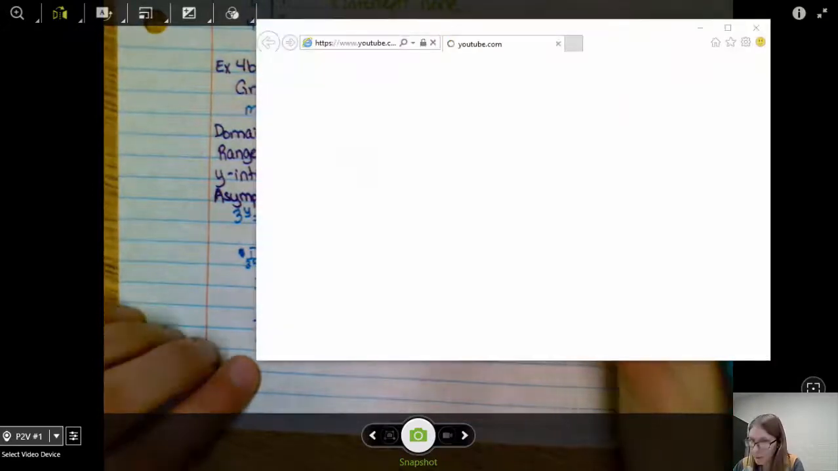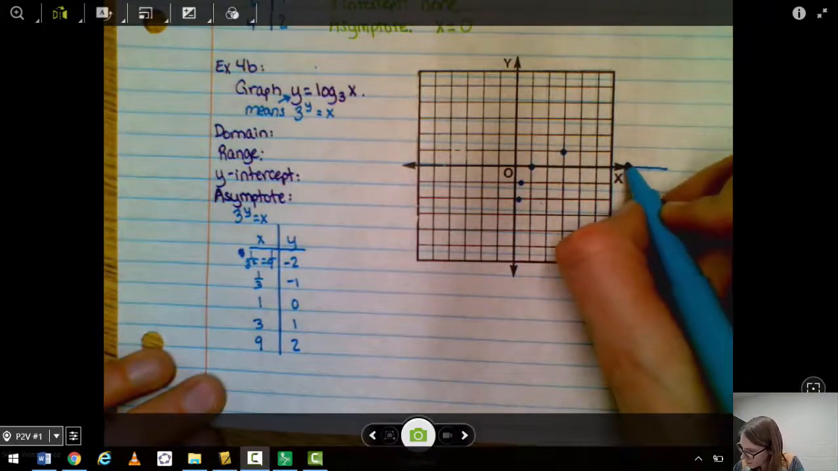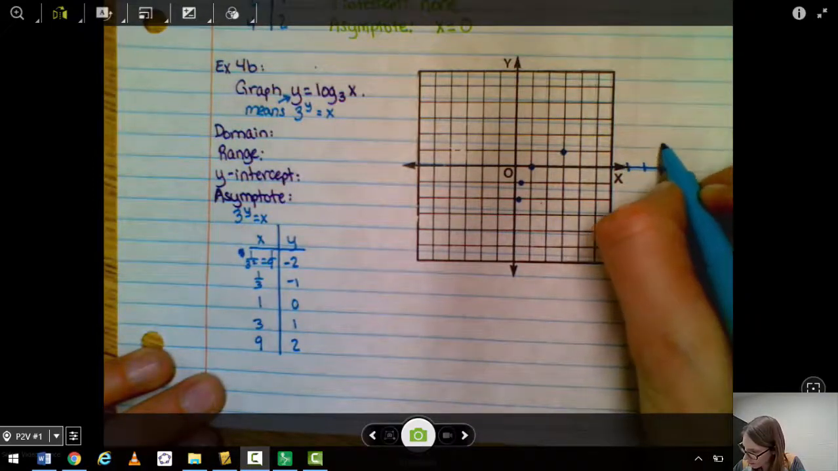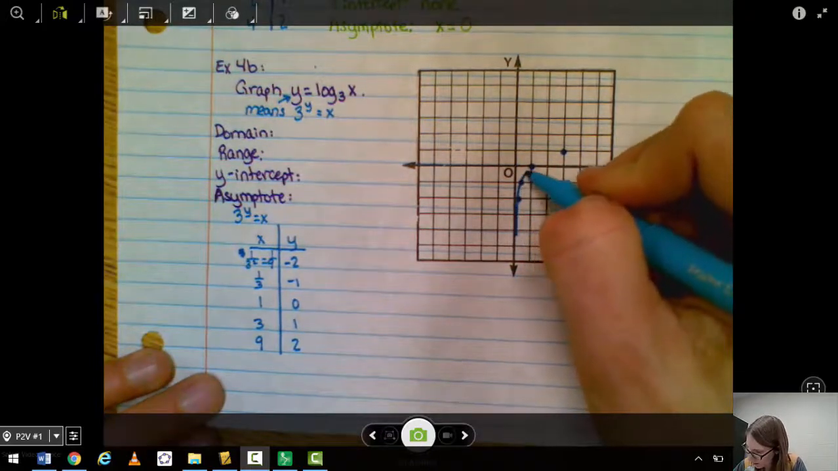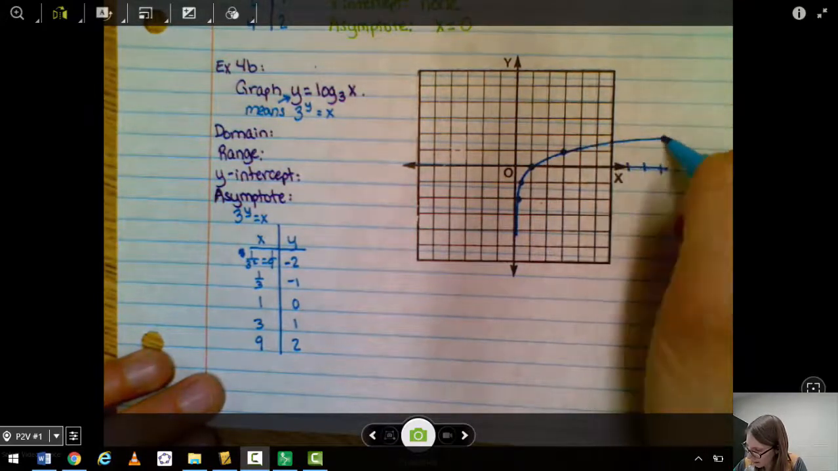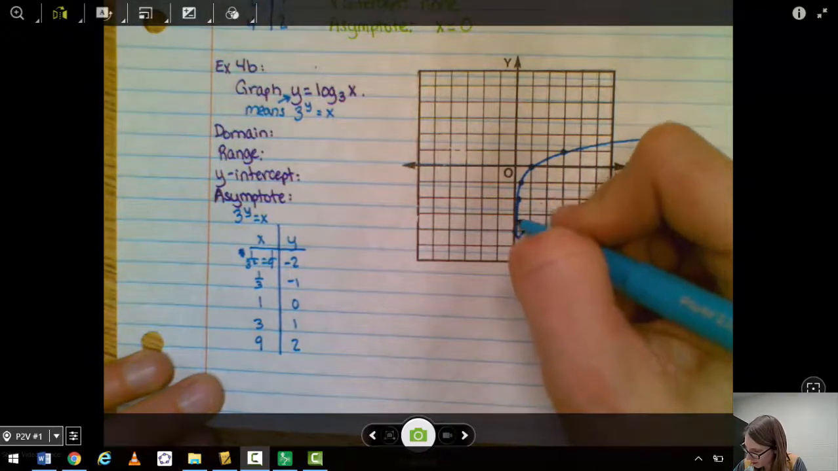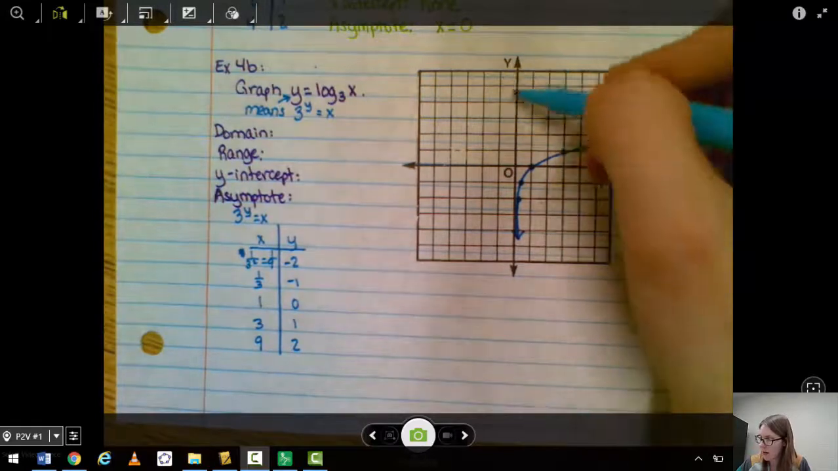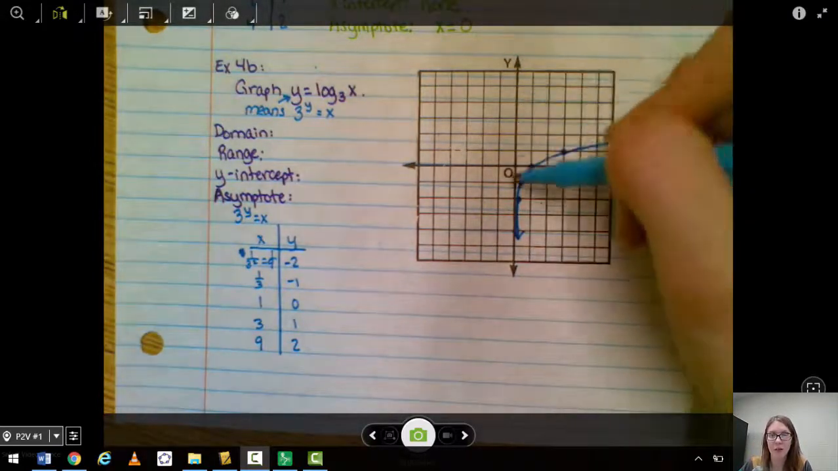Go out to 6 here on my graph. 7, 8, 9 here. And then we connect our dots. Keep in mind as you're connecting that we have an asymptote. In this case, our asymptote is vertical through the origin.